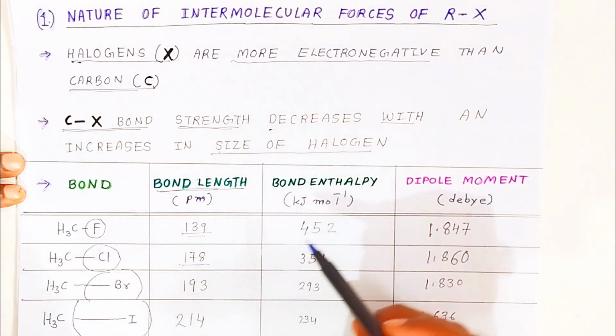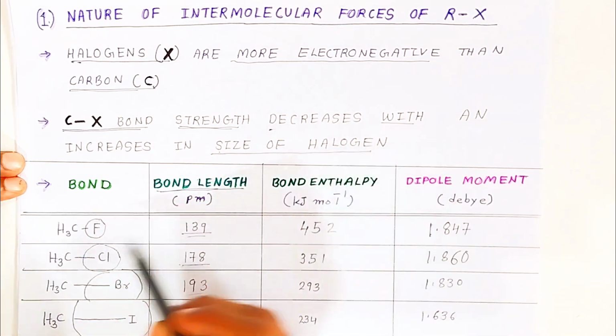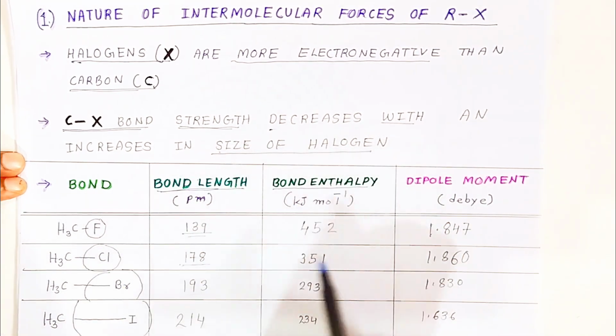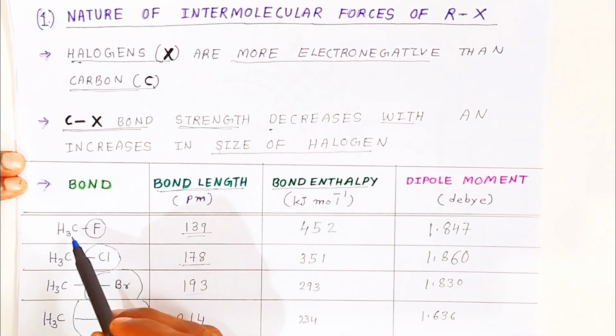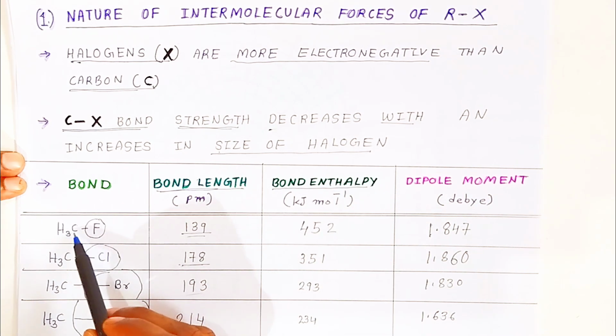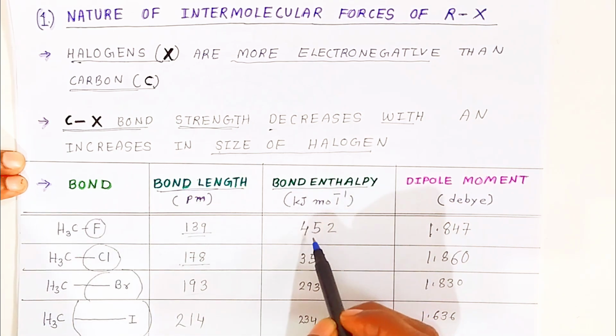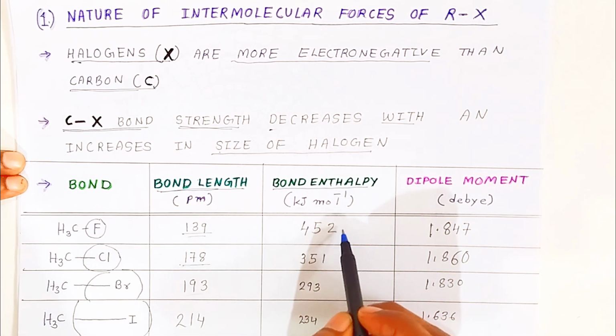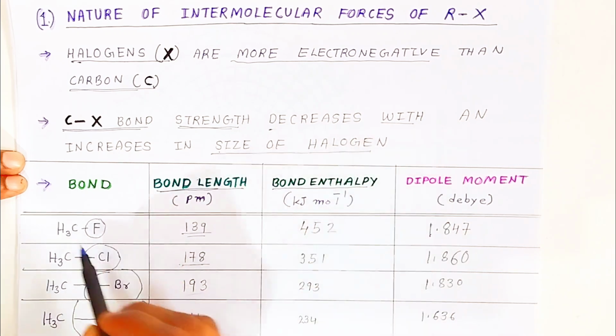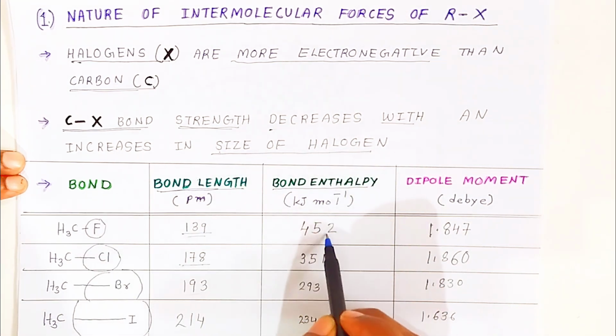Understanding, students? Now what happens? Bond enthalpy: how much heat is associated with this bond? See, students, in methyl fluoride, the bond is between carbon and fluorine. When you take 1 mole of methyl fluoride, it will release 452 kilojoule. It will have this bond enthalpy. In methyl fluoride it is 452.